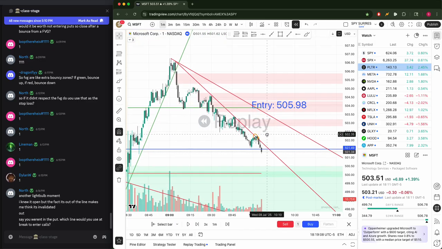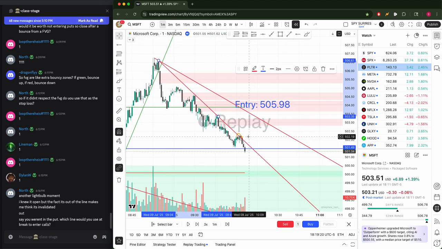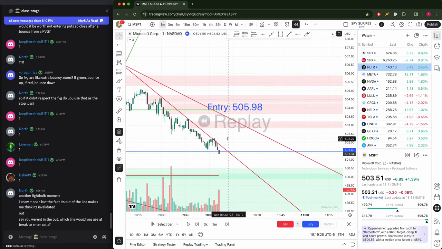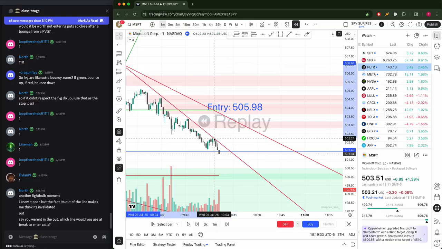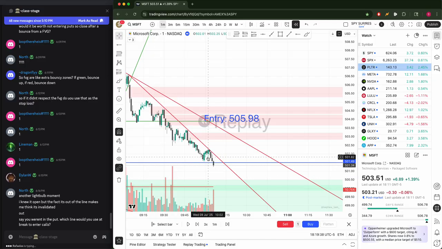Okay, so if you weren't in the puts, because I front run the calls, I would have gotten faked out on all these little wicks, right? But I would have exited immediately. You would have gotten faked out three times on the way down entering calls. But because we're making a lower low, we're going to go ahead and adjust this line over to try to find the real reversal. And with trend lines, you will eventually find the almost exact reversal point from top to bottom or bottom to top.